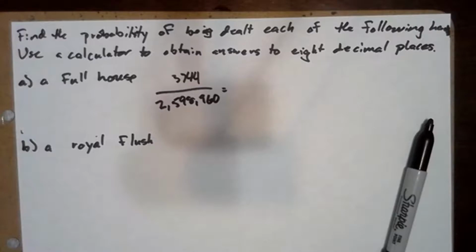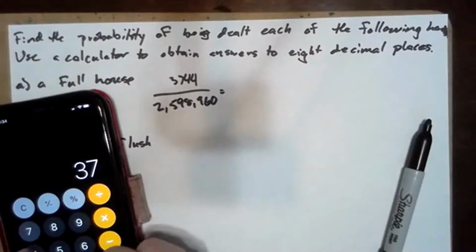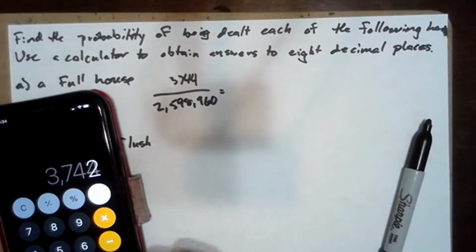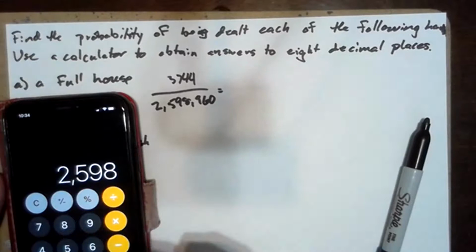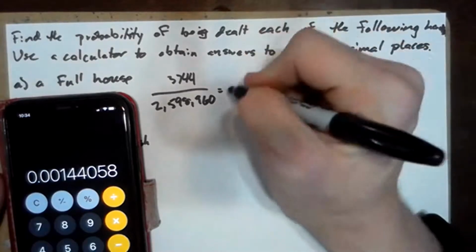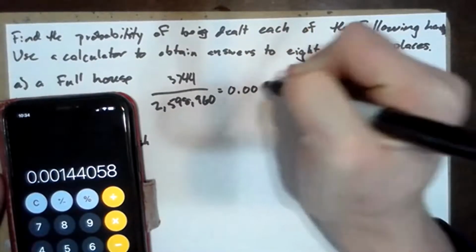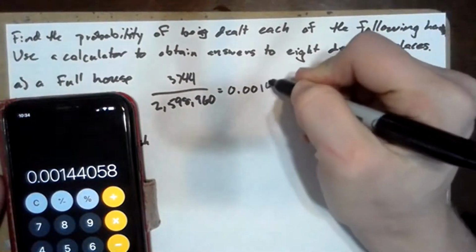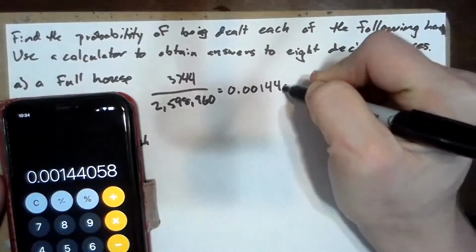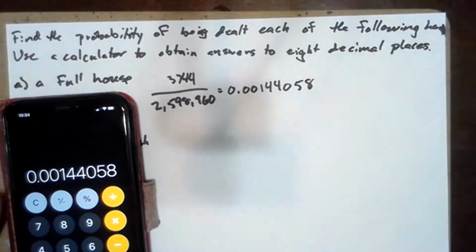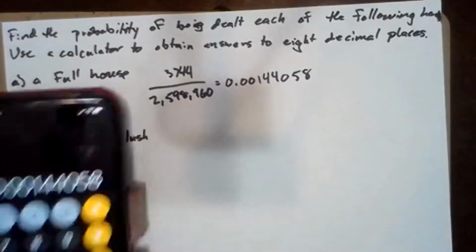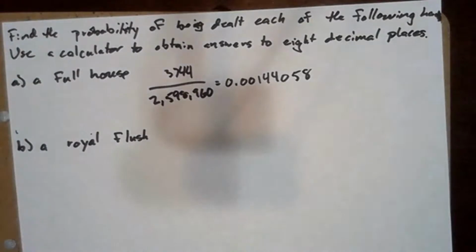So I break out my calculator and I do my division. 3,744 divided by 2,598,960 gives us 0.001440576. There we go. That's it to 8 decimal places. Not the greatest probability.